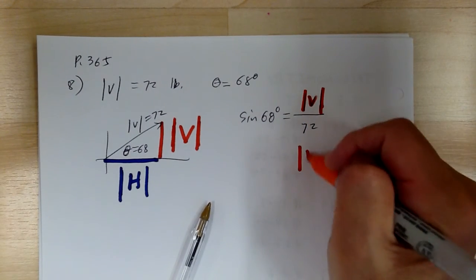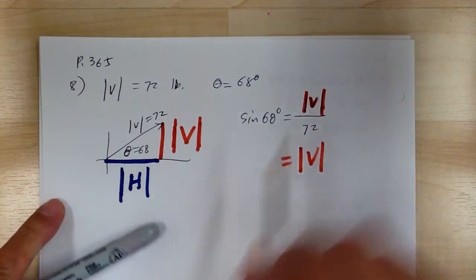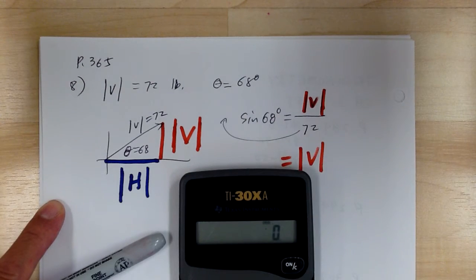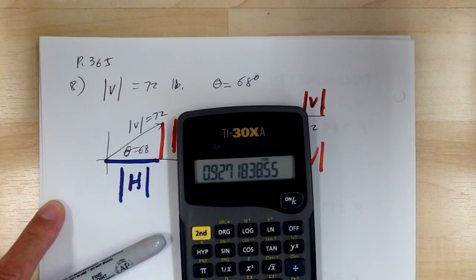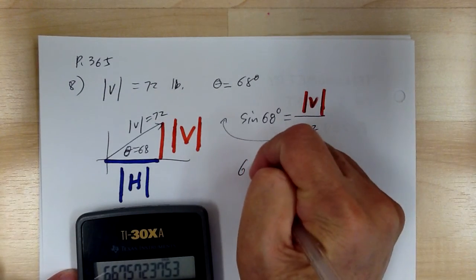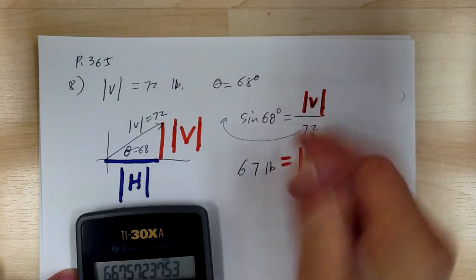So the big vertical length equals, you go and multiply, 72 times sine 68, push equal. So this is equal to about 67. If you round it off to 67, that's fine, but it has a label, right?